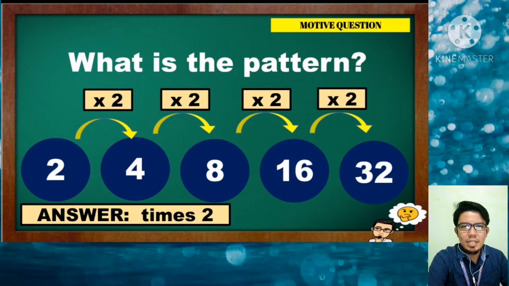Now let's have the next. What is the pattern? 2, 4, 8, 16, 32. If we analyze, this is 2 times 2, which is 4, times 2 is 8, times 2 is 16, times 2 is 32. So therefore, the pattern is times 2.